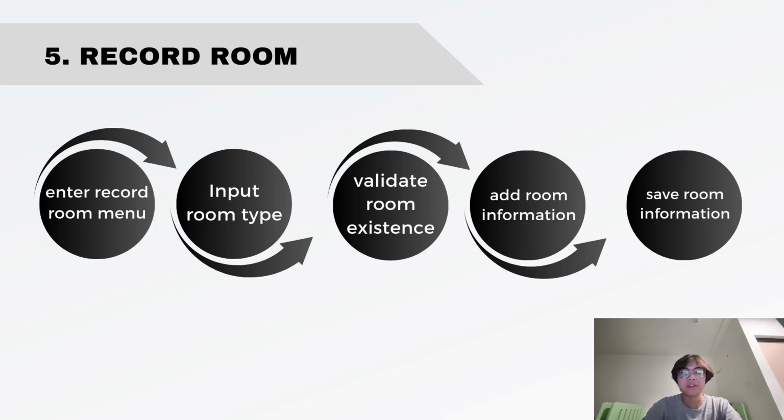Okay, so this is the flow for the record room function. So first, admin navigates to the record room section. Then the admin inputs the type of room to be recorded or updated. Then the system checks if the room type already exists in the database. If the room type exists, admin can update the price and add more rooms of the same type. And if it's a new room type, admin inputs total number of rooms, room capacity, and price details. Then the system records the new or updated room details into the appropriate files.